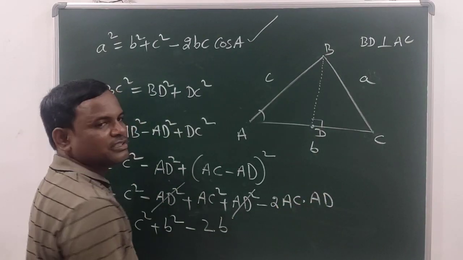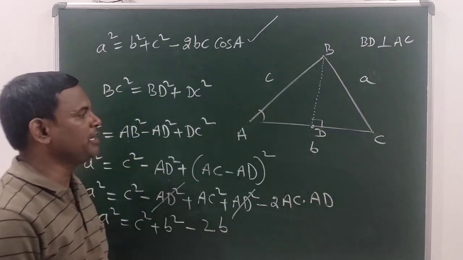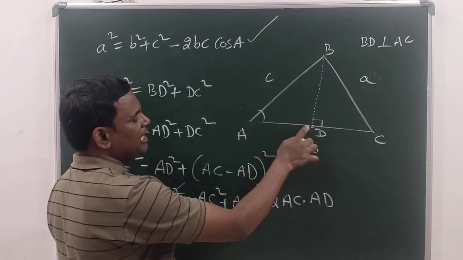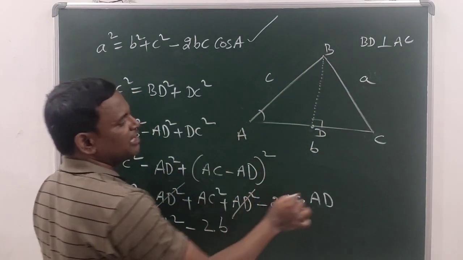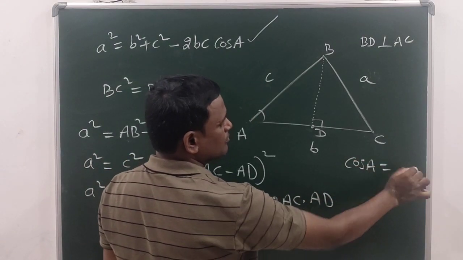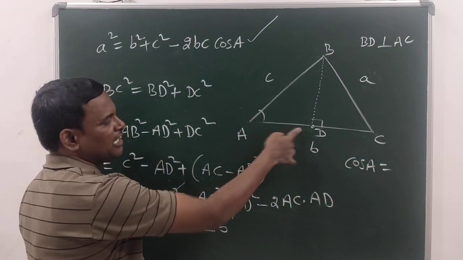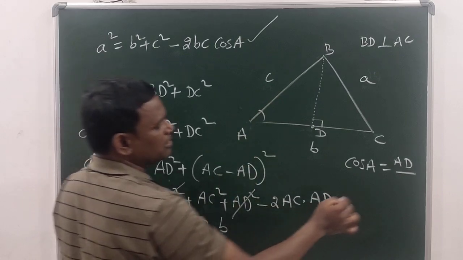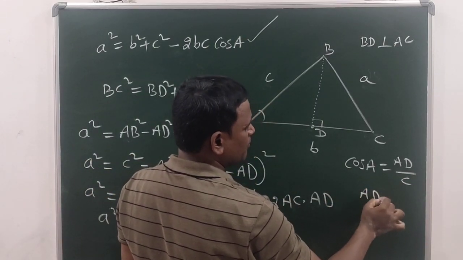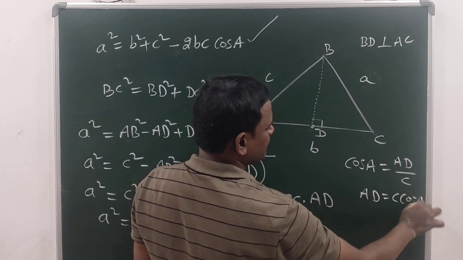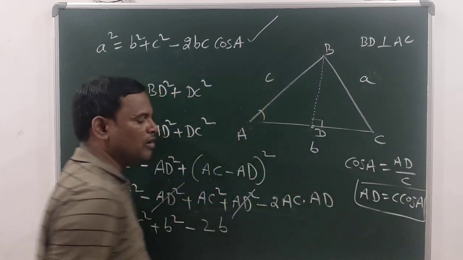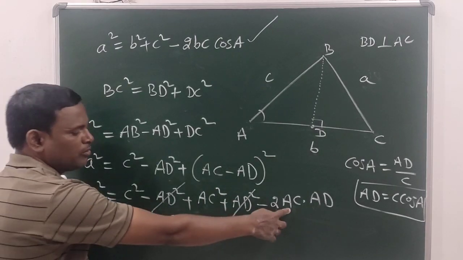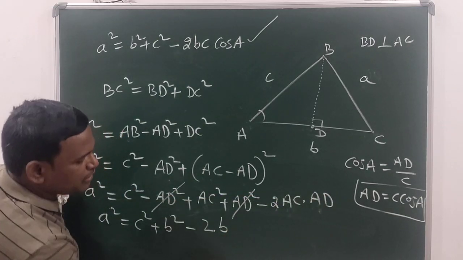So see students, in the place of AD what I am going to write, observe me carefully. So here go to this ADB triangle. In the ADB triangle, define cos A. Now cos A is equal to how much? Adjacent by hypotenuse. Adjacent is AD and hypotenuse is small c. So now AD is equal to c into cos A. Okay students. So 2 into AC, AC value b and AD value c into cos A.